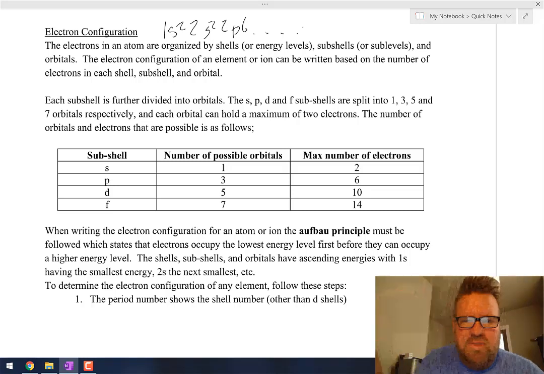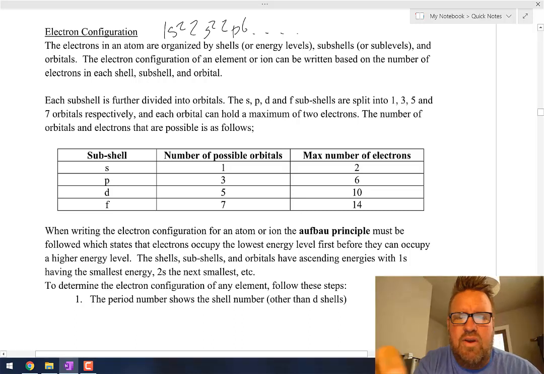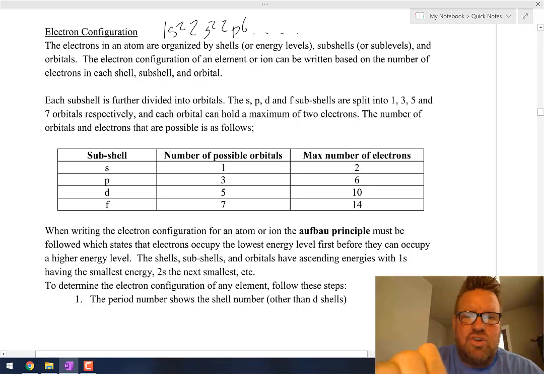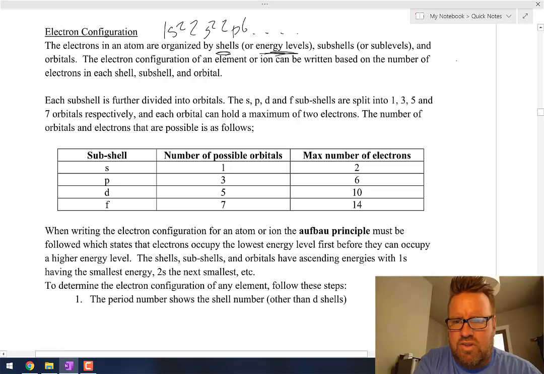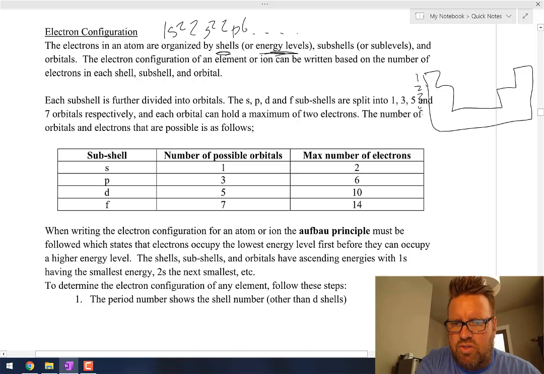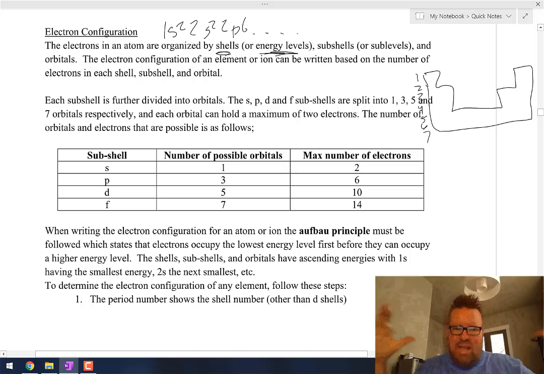First of all, on the periodic table, the electrons in the atoms are organized by what are called shells, or we also call them energy levels. So if you think about a periodic table, looks more like this. The energy level, or the shell, is the number on the side here. So 1, 2, 3, 4, 5, 6, 7 are the shells or the energy levels. So that's like the big part.